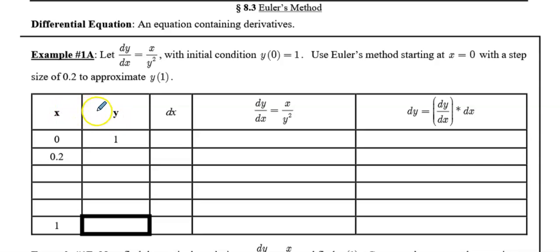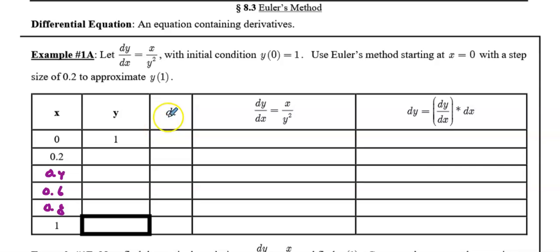So the first 2 columns are going to be really easy. It's going to be your x and your y. And so we start at x equals 0 and y equals 1, and we want to find y when x equals 1. Our step size is 0.2, so I'm going to add 0.2 until we get to our desired 1. So that's why we have these rows here. Normally, they're going to give you something like 0, and they're going to ask you to approximate y at x equals 0.4. You really only have to do this a couple times.